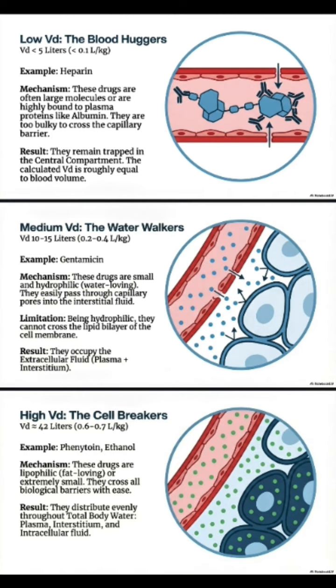Drugs with low VD, like heparin, which are highly plasma protein bound, love to stay in the plasma. Drugs with medium VD, like gentamicin, like to stay in the ECF, which is plasma plus interstitial fluid. And drugs with high VD like to stay in the cell water. So drugs like phenytoin and ethanol like to stay in the cell, so they cover the total body water.